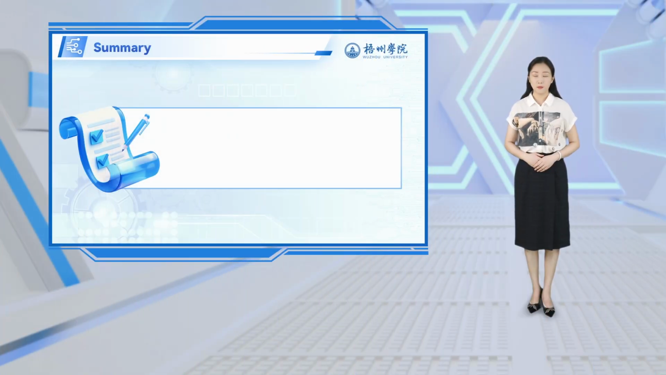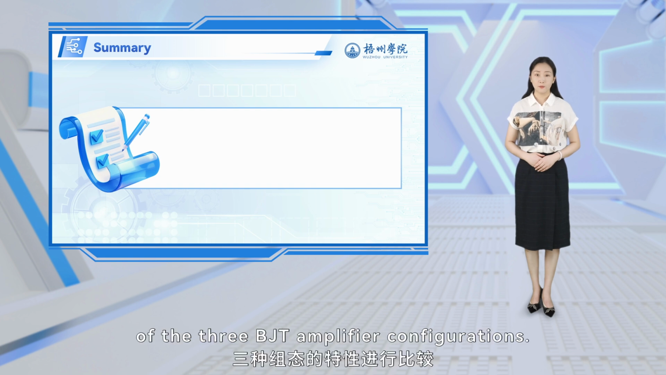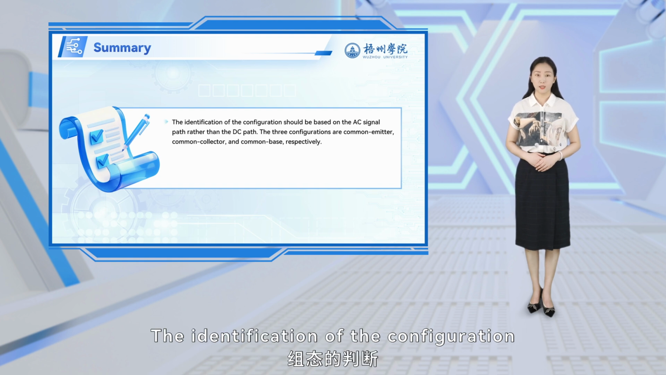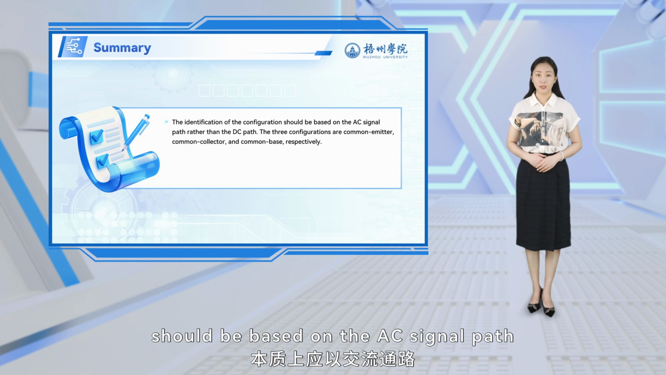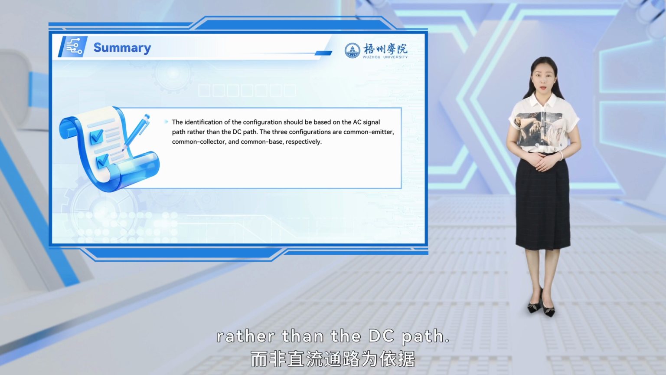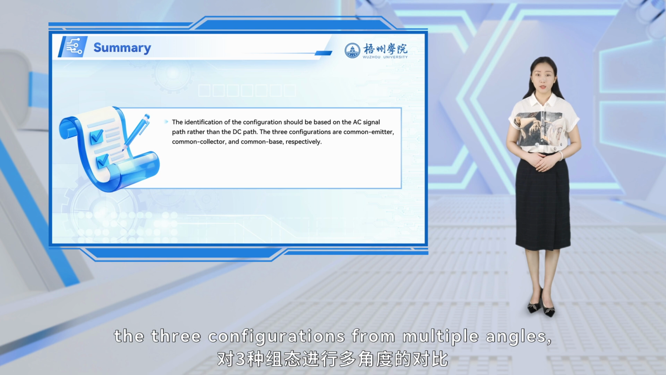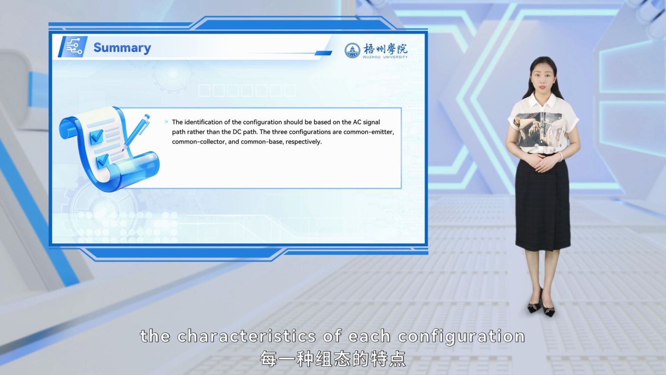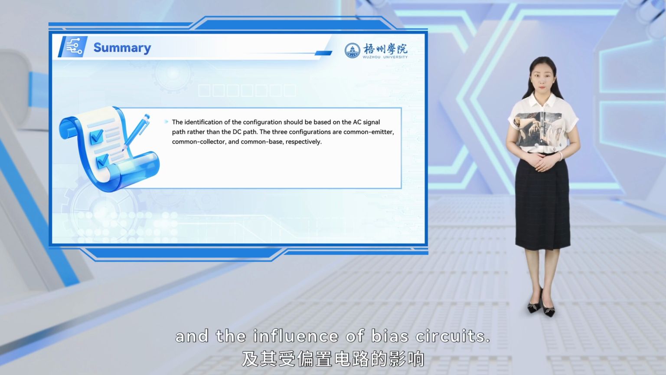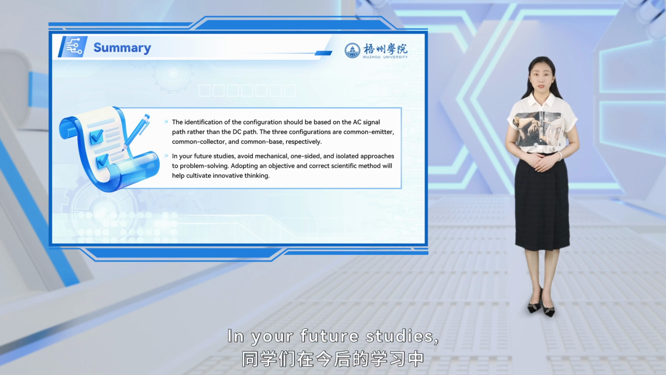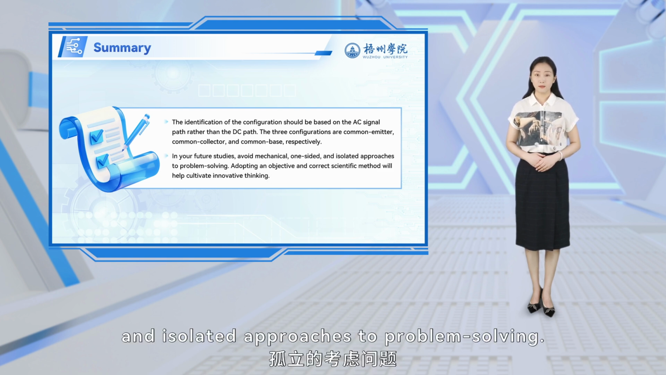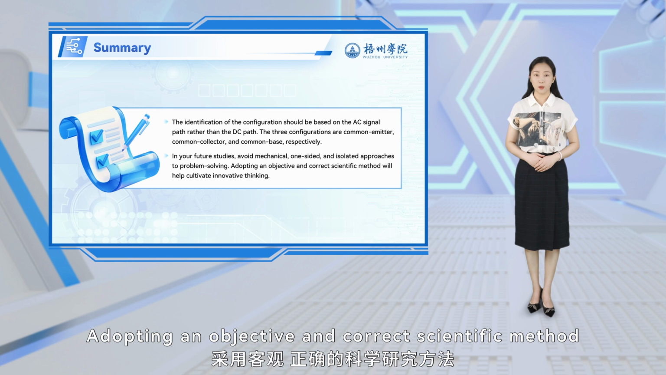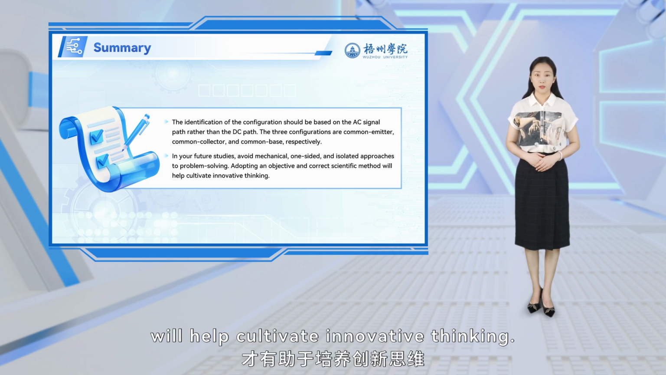In this lesson, we compared the characteristics of the three bipolar junction transistor amplifier configurations. The identification of the configuration should be based on the AC signal path rather than the DC path. By comparing the three configurations from multiple angles, we can objectively understand the characteristics of each configuration and the influence of bias circuits. In your future studies, avoid mechanical, one-sided, and isolated approaches to problem solving. Adopting an objective and correct scientific method will help cultivate innovative thinking.